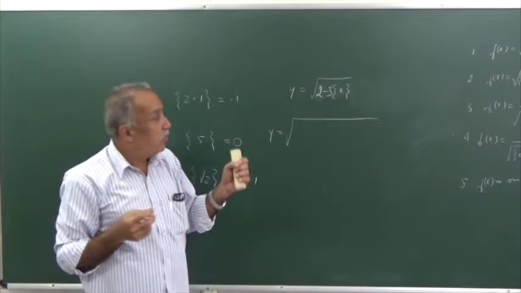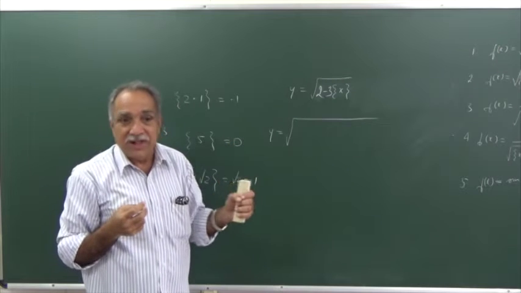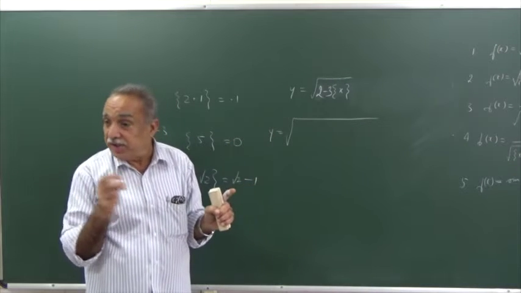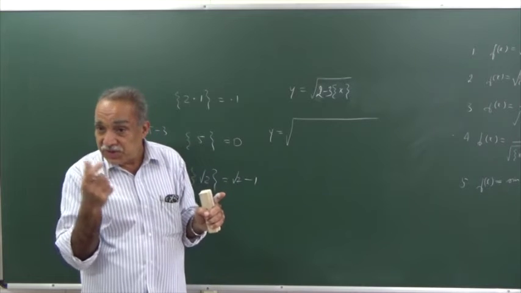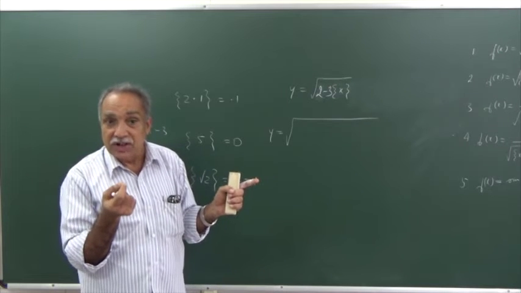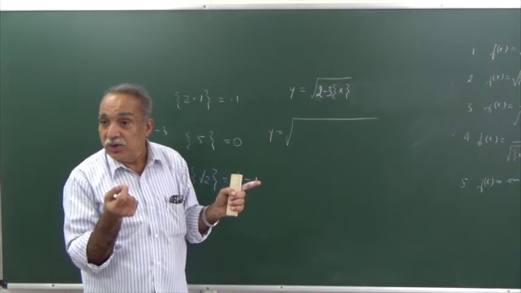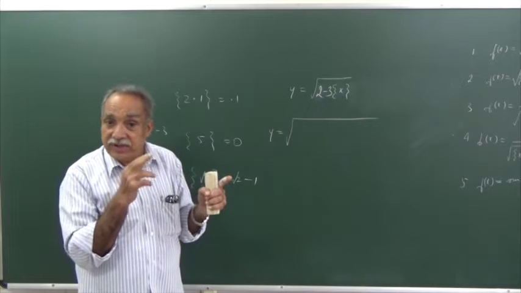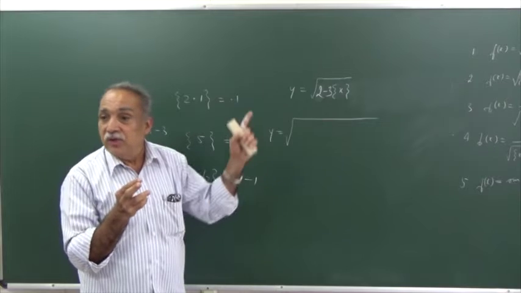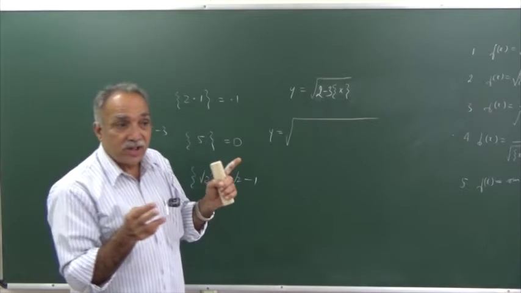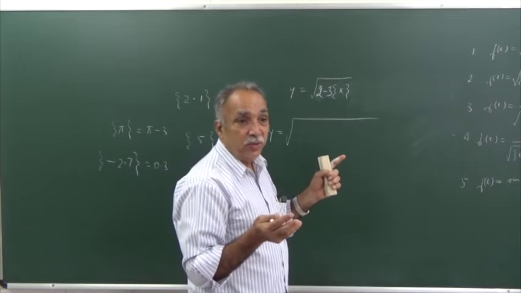To have the formula applicable, we need 2 minus 3 into fractional part x to be greater than or equal to 0. 3 into fractional part must be less than or equal to 2. Fractional part x must be less than or equal to 2 by 3. All numbers having fractional part between 0 and 2 by 3 will form the domain of the function. What are the numbers having fractional parts between 0 and 2 by 3?